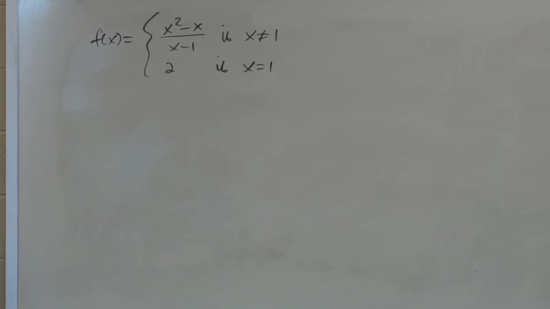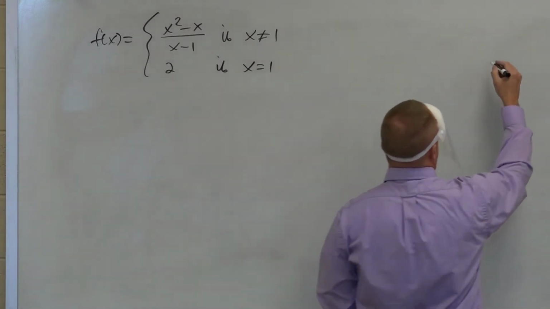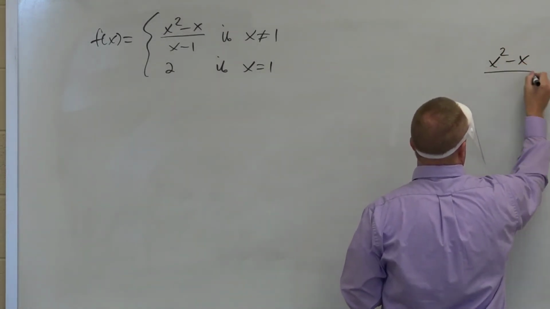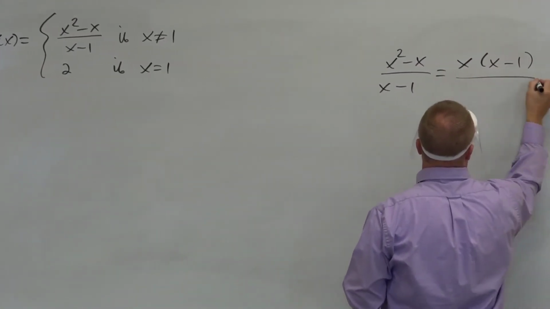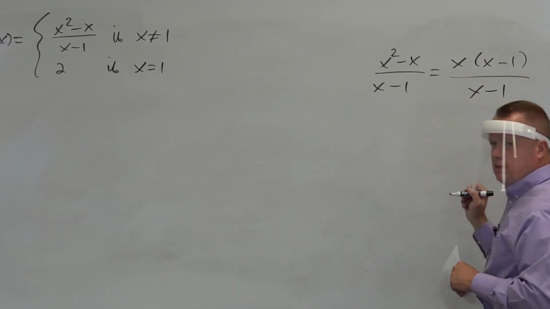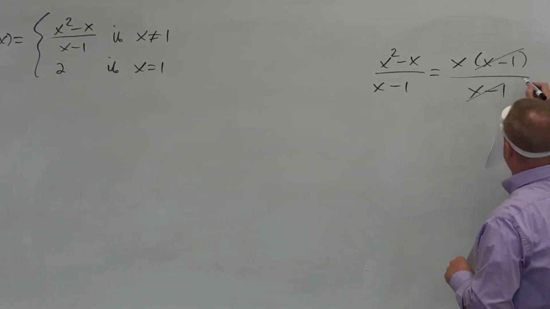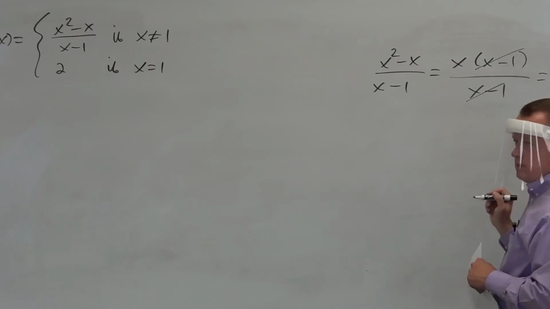Now when I first looked at that, I thought, well, that's bad. That's a rational function. We've got to do a lot of stuff to that. But what do you notice about x squared minus x over x minus 1? Can you reduce it? You can factor an x out of the top, and then the x minus 1's cancel, I get x, right?